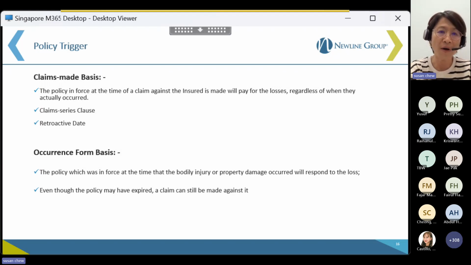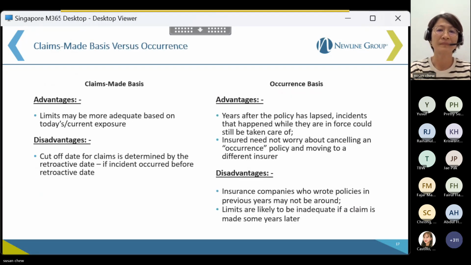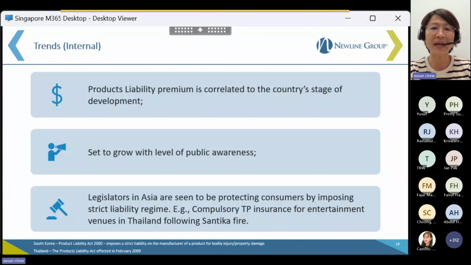In contrast, the occurrence form wording will respond to any claim which occurred during the period of insurance. So that would actually suggest that even though a particular policy may have expired, if a loss occurred during the policy period and the claim was not made until 1 year later, then the occurrence form wording a year ago would have to pick up that particular claim, because it is based on when the loss actually occurred. So there are some pros and cons, which I think we can probably discuss a little bit further. But I'm not going to cover that now.